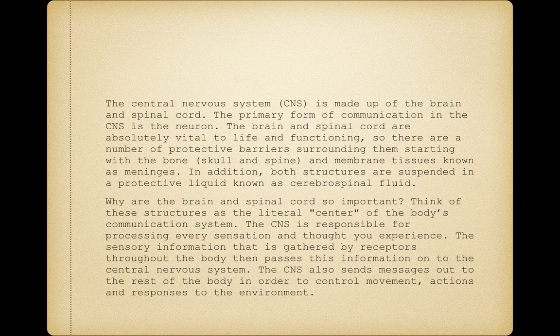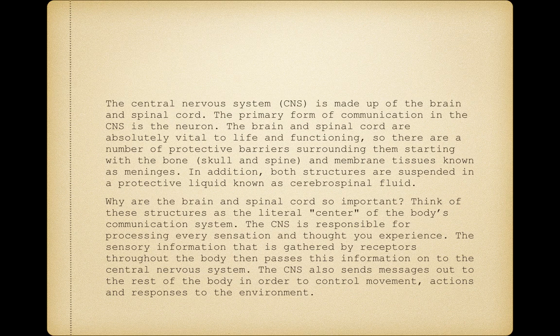The central nervous system, CNS, is made up of the brain and spinal cord. The primary form of communication in the CNS is the neuron. The brain and spinal cord are absolutely vital to life and functioning, so there are a number of protective barriers surrounding them, starting with the bone, skull and spine, and membrane tissues known as meninges. In addition, both structures are suspended in a protective liquid known as cerebrospinal fluid.